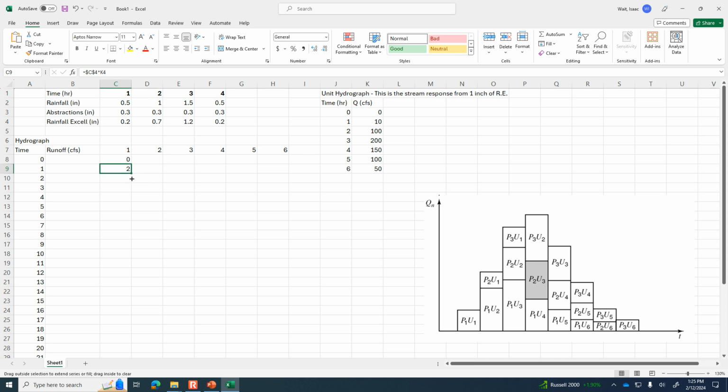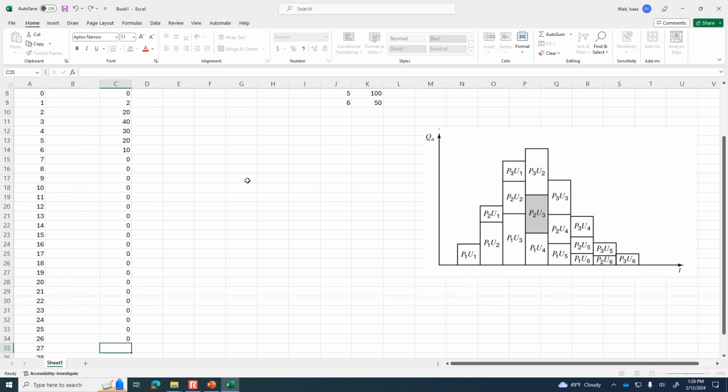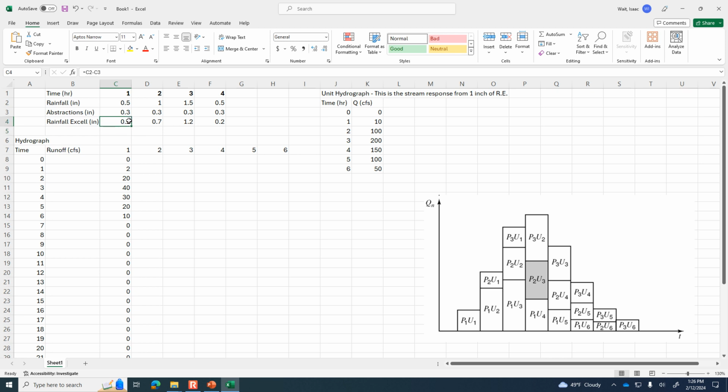And so if I drag this down through all of the hours, it's always 20% of the unit hydrograph. So 20% of 100 CFS is 20 CFS. 20% of 200 CFS is 40 CFS. And then at time 7, there's no more water coming from the first hour of rainfall. So the first hour of rainfall goes through the system like that. And that first hour just gave us 0.2 inches of rainfall excess. And so this is what happens. This is like looking at the outlet if there was just that first hour of precipitation.